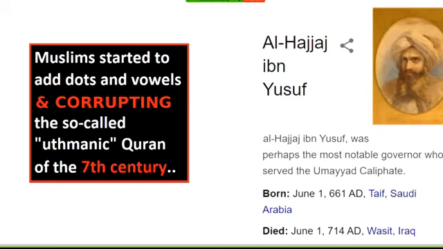Uthman, who was in power at that moment, was the caliph. People came to him and said, Uthman, listen. People are reciting the Quran differently. We have to do something because the Muslims are acting like the Jews and the Christians. That's what they said. There are too many different Quran readings.